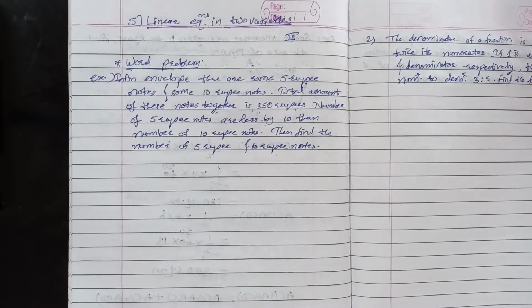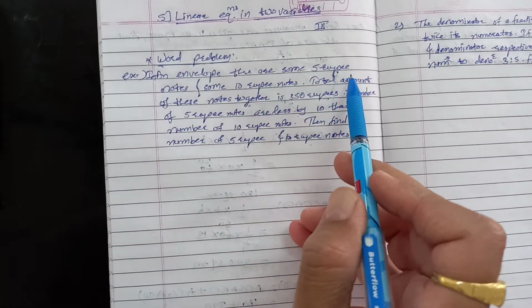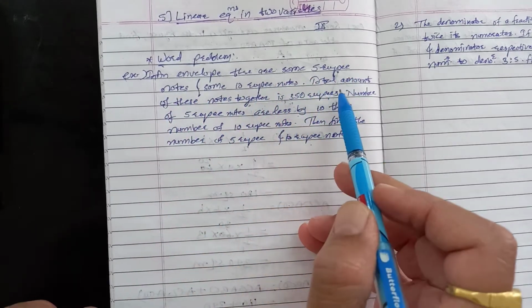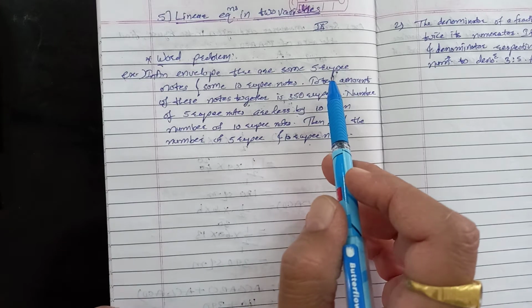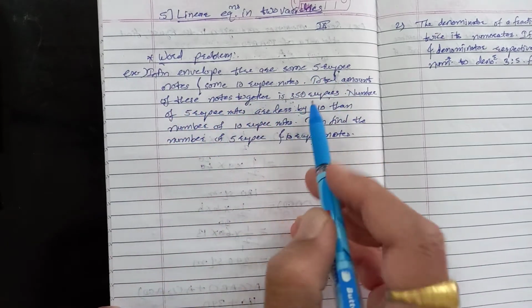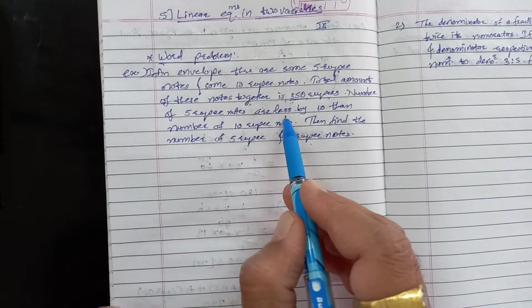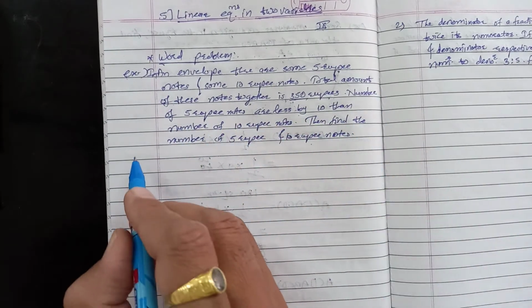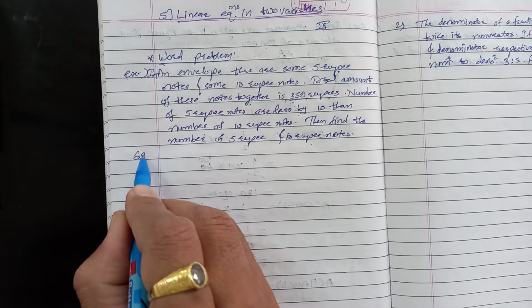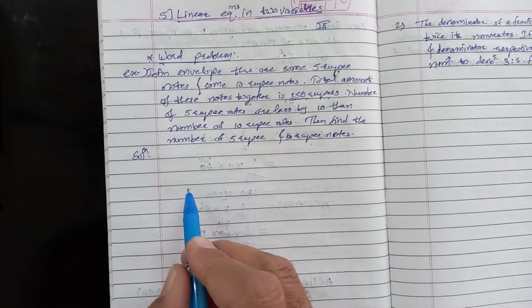See the first one. Here, in an envelope, there are some 5 rupee notes and some 10 rupee notes. Two types of notes, 5 rupee and 10 rupee. The total amount of these notes together is 350 rupees. The number of 5 rupee notes is less by 10. So here, what do you have to find? You have to find the number of 5 rupee and 10 rupee notes.